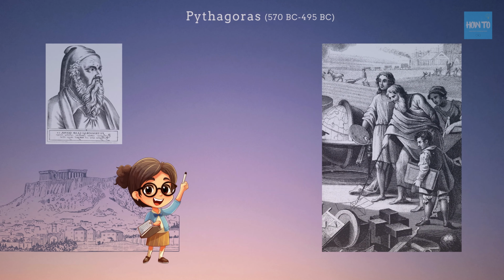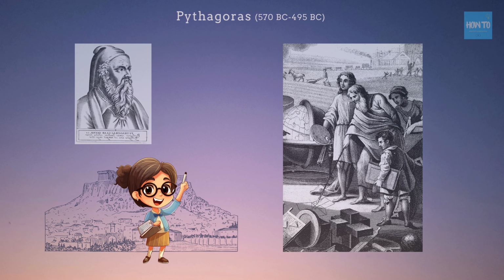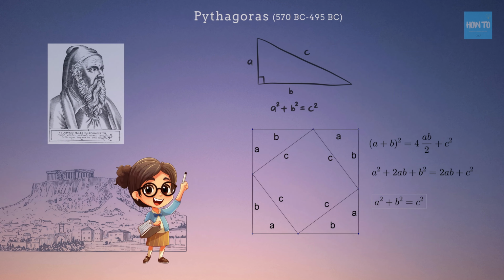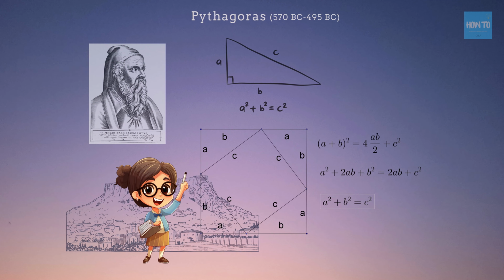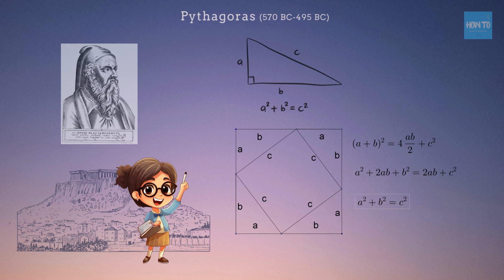He and his followers made significant contributions to mathematics, exploring the properties of numbers, geometric shapes, and the relationships between them. Pythagoras' theorem, denoted by a squared plus b squared equals c squared, is a foundational principle in geometry, attributed to the ancient Greek mathematician Pythagoras. This theorem reveals a fundamental relationship within right-angled triangles. The square of the hypotenuse's length equals the sum of the squares of the other two sides.